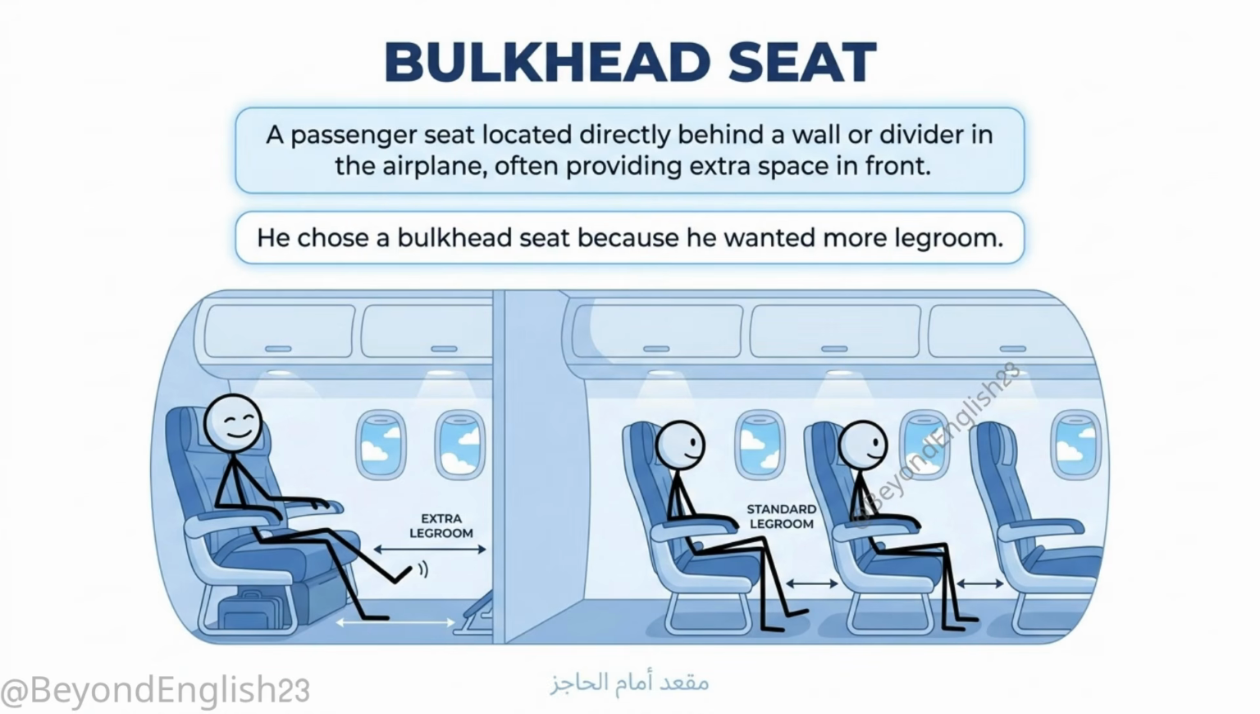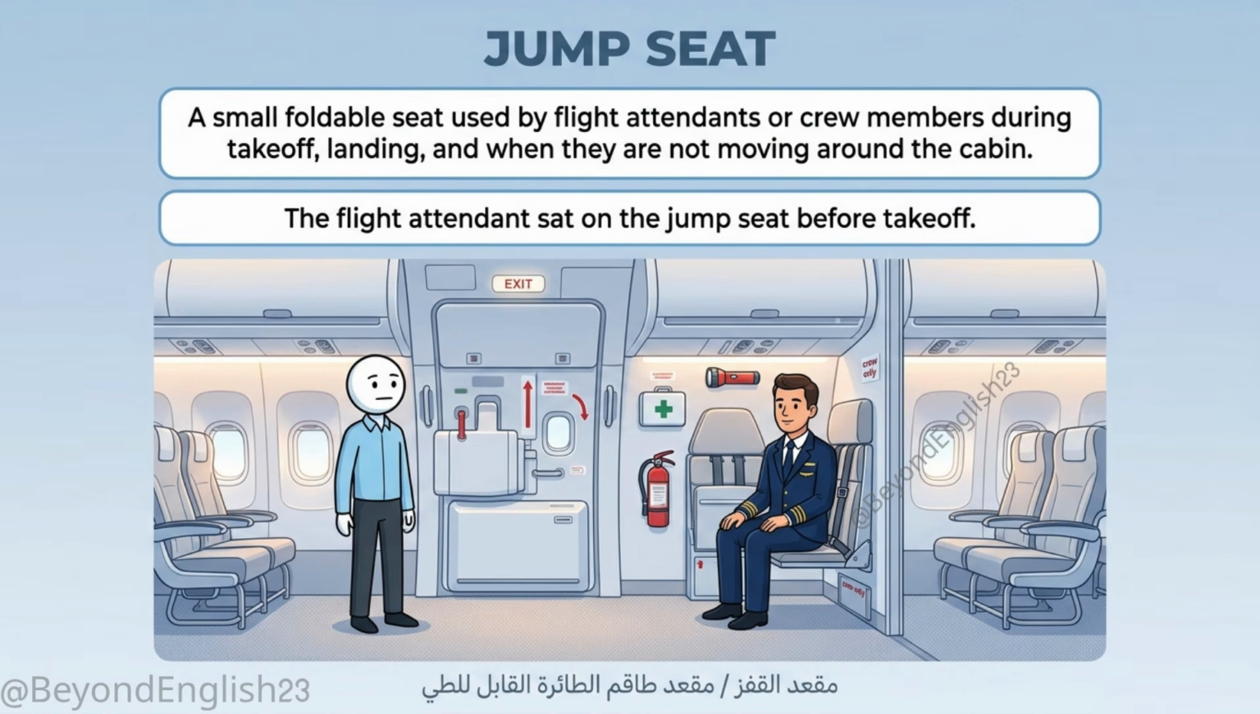13. Bulkhead seat. A bulkhead seat is a passenger seat located directly behind a bulkhead. These seats often provide extra legroom because there is no seat directly in front of them. Example: she chose a bulkhead seat because she wanted more space for her legs.